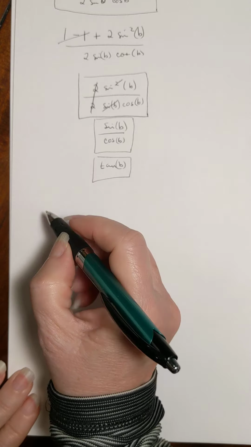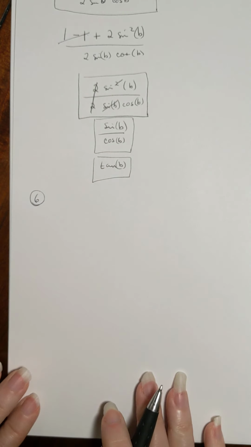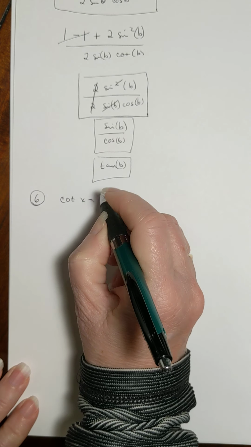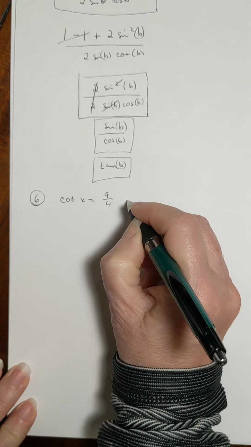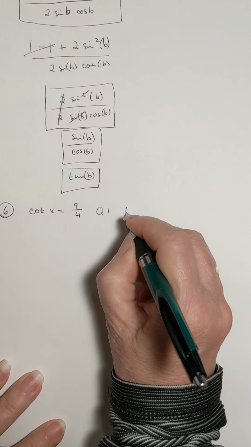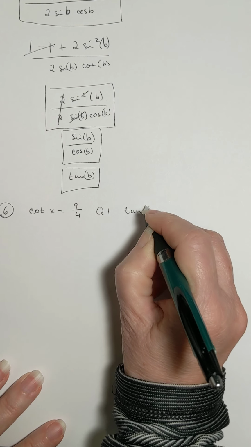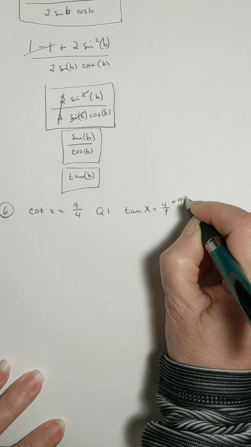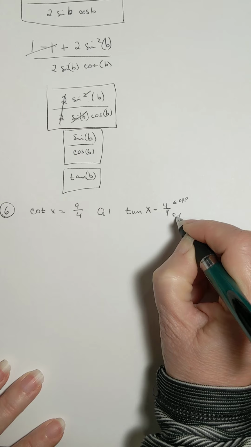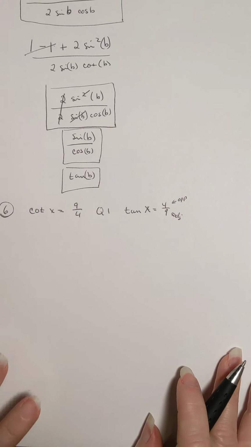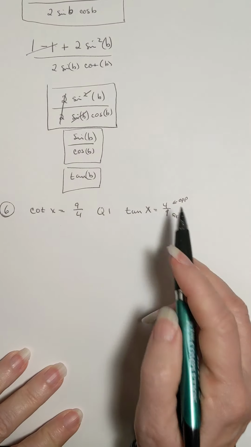And then finally, problem number 6 on this one says the cotangent of x is equal to 9/4, and it's in quadrant 1. So that tells you that the tangent of x is equal to 4/9. So this is opposite over adjacent. Or I could do it over here, but I always like to do it. It seems like everybody does better with knowing the tangent.